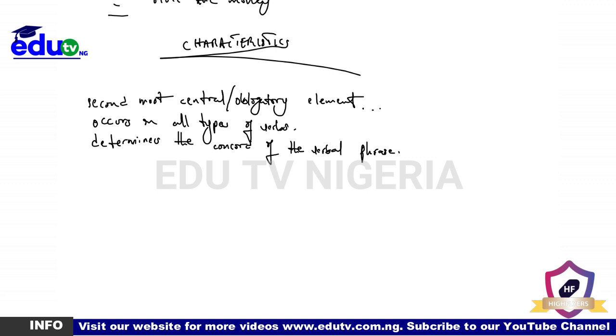So a singular subject would take what? A singular verb, while a plural subject would take a plural verb. So the subject determines the concord of the verbal phrase, and automatically that means it determines the concord of the whole clause or the whole sentence. So it's as simple as that. The next thing is, it is characteristically realized by nouns.